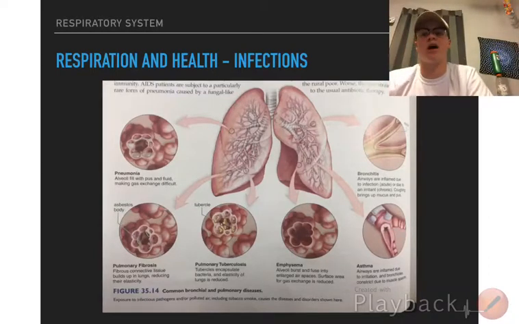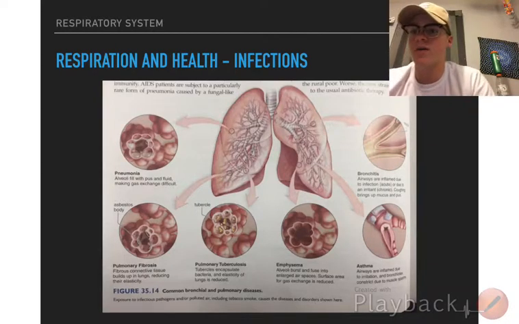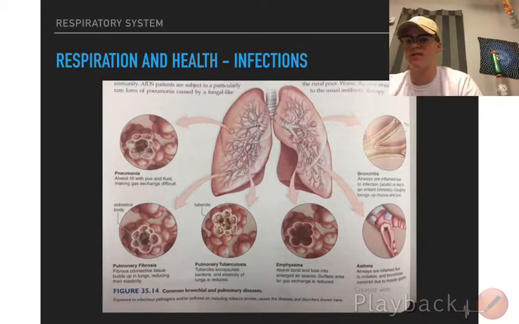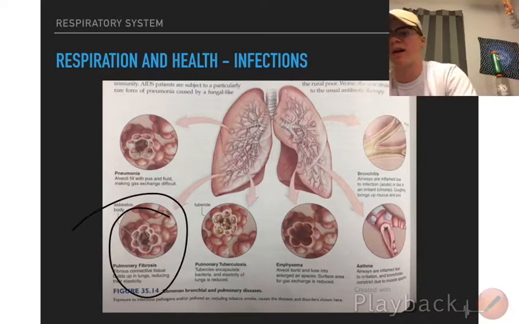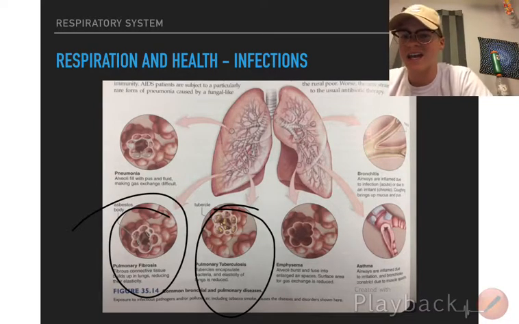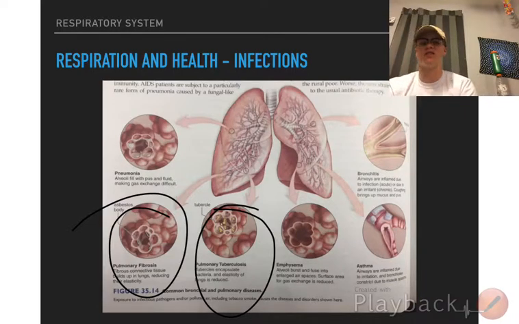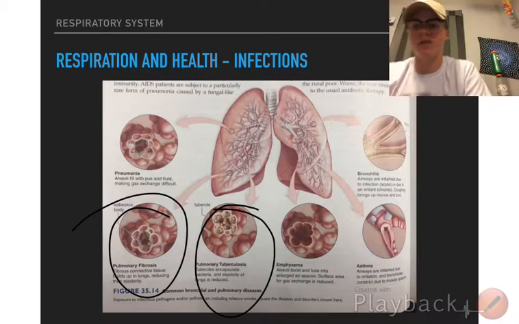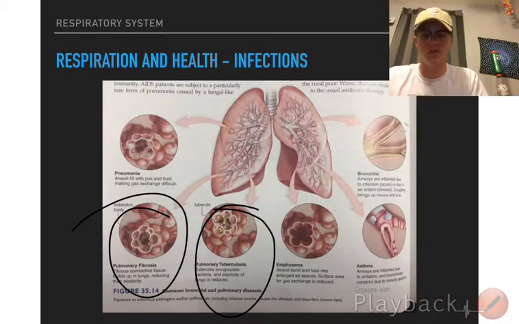And then respiration health and infections. A lot of infections and stuff can happen with the lungs. You got to be very careful with them. You can have alveoli filled with pus and fluid, making gas exchange difficult. You can have pulmonary fibrosis. Fibrosis connective tissue builds up in the lungs, reducing their elasticity. Pulmonary tuberculosis. Tubercules encapsulate bacteria, and the elasticity of the lungs is reduced. Emphysema. Alveoli burst and fuse into enlarged air spaces. Surface area for gas exchange is reduced.